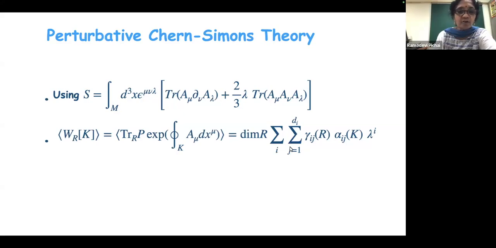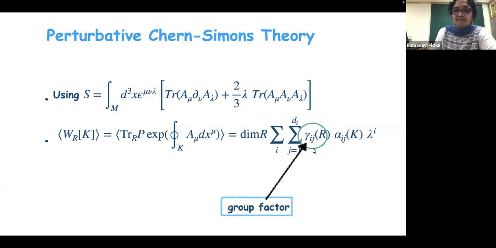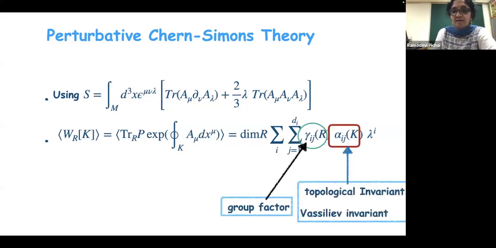You have to sum up over all orders, and that should give me the expectation value of the Wilson loop operator. I've formally written this, but order by order it can be done. Guadagnini has done this up to second or third order for some simple examples; you can take a look at it. As I said, this is a group factor, and this is a topological invariant at the specific order i, and sometimes this is called a Vassiliev invariant. The perturbative invariants which capture the topology are called Vassiliev invariants.